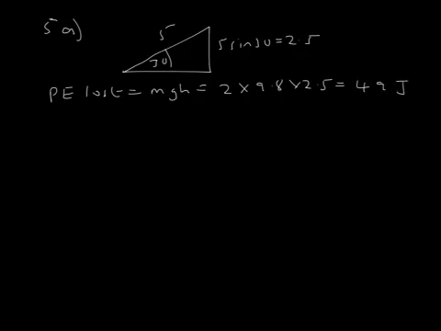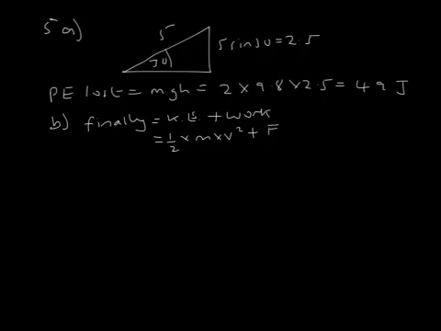So now we're on to part B. It's moved down the slope. So after it's moved down the slope, it's got kinetic energy and it's done work against friction. So that's half times m times v squared plus force times distance. So that's a half times 2 times 4 squared plus the force multiplied by 5.